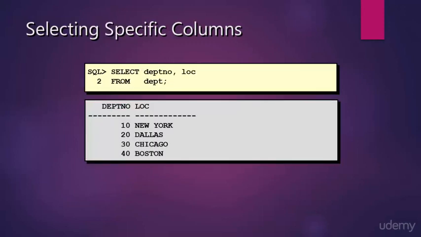Now in case you want to select specific columns, you can write your keyword SELECT, then you have to put your column names. Like I have put here two columns, department number and location. You can put one column, two columns, three columns, as many columns as you want. So I wrote here SELECT department number, location FROM the table of department.